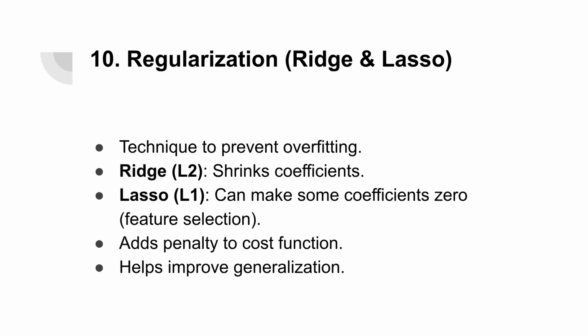Regularization techniques like Ridge or L2 and Lasso or L1 prevent overfitting. They add a penalty to the cost function. Lasso can also perform feature selection by setting some coefficients to 0.